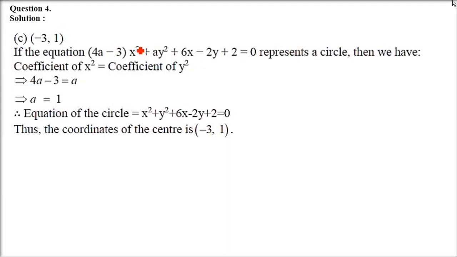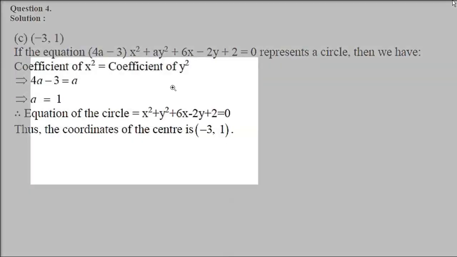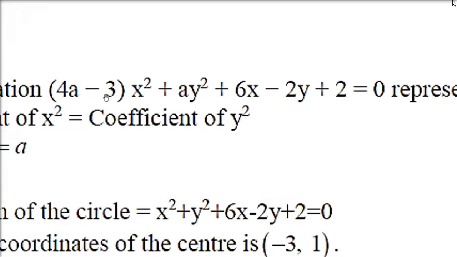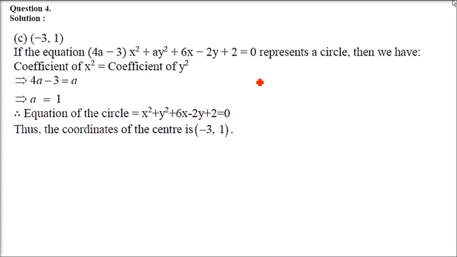This is question number 4. If the equation is like this: 4a minus 3x square plus ay square plus 6x minus 2y plus 2 equals 0, this represents a circle, then its center is. So now minus g minus f you need. So first of all, if it is a circle, the coefficient of x square and y square have to be equal. So 4a minus 3 equals a, you get a as 1.